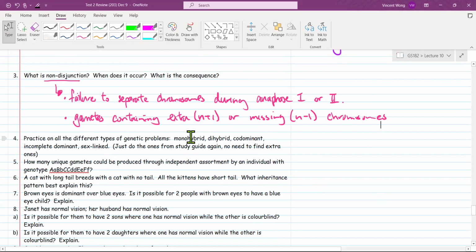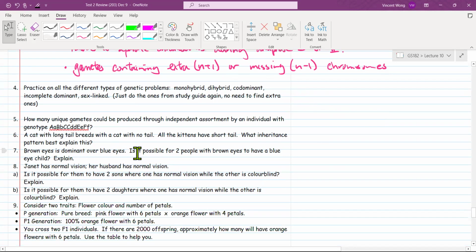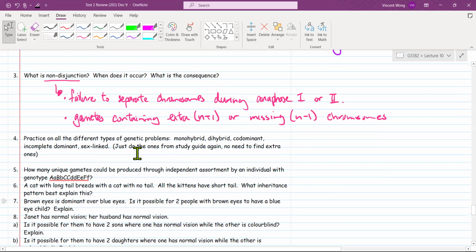All right, make sure you practice the monohybrid, dihybrid, all these questions, okay? Just do the ones from the study guides, do the ones we have in the lecture, then you should be okay. It's not going to be more difficult than the ones we've done in class. All right. Obviously, go through quiz number 4 as well, especially if you didn't do well, watch the review video for quiz number 4 and make sure you know how to do those problems. Okay?